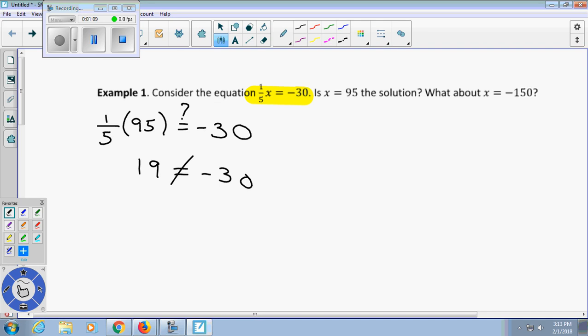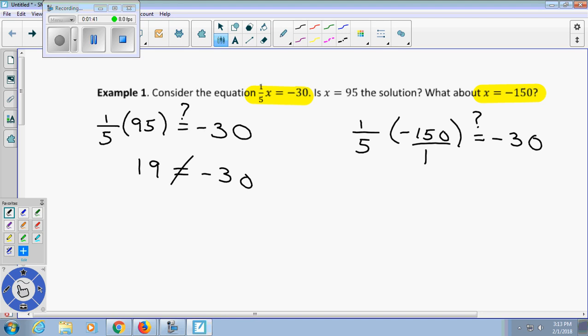So now we have this other possibility of, well, what about negative 150? This already looks a little bit better. The number itself is negative. It might make the equation balance. So let's try it for this one. I have 1/5. Now I'm plugging in negative 150. And is that going to equal negative 30? So it's already looking better in terms of the sign. But let's see.